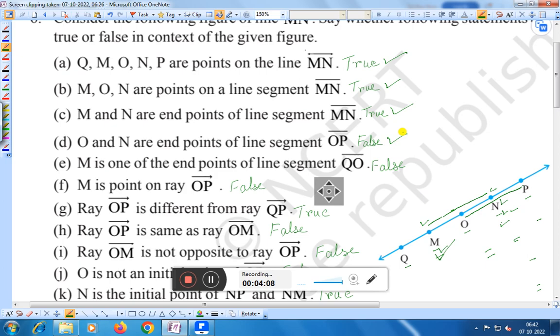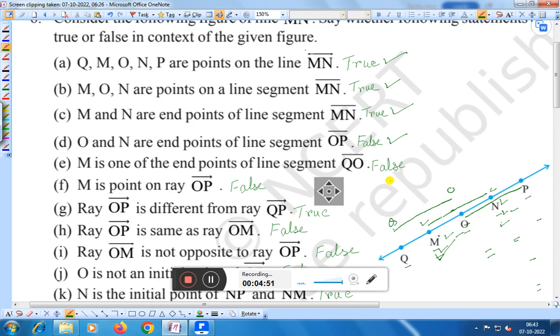Now, question number E. M is one of the endpoints of line segment QO. Here you see this is QO. This is Q and this is O, right? The question is whether M is one of the endpoints of the line segment QO. That is false, not endpoint. M is in the middle of the line segment. Here you see M is here. Therefore, this is also false.